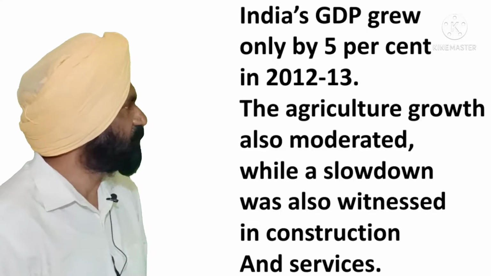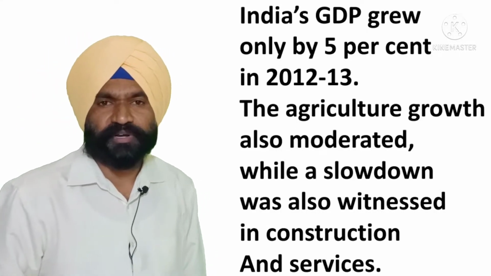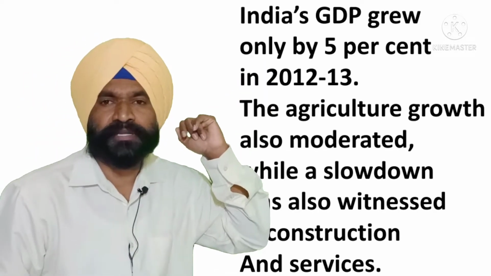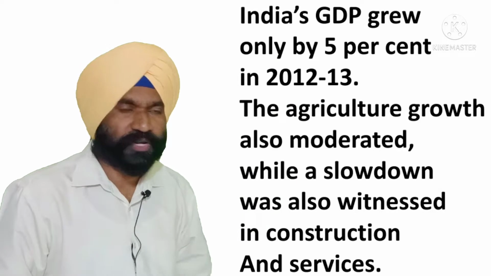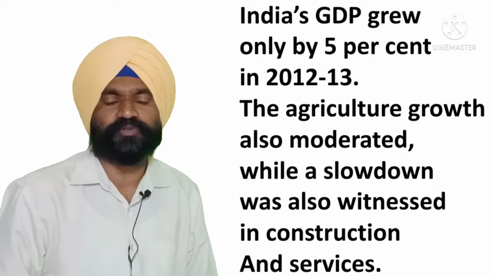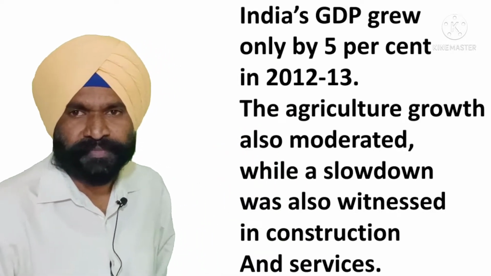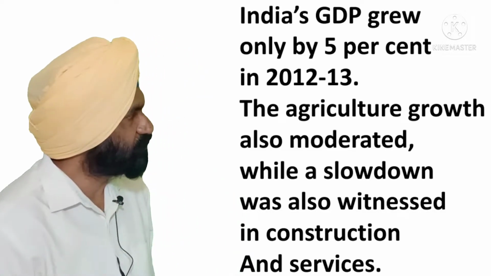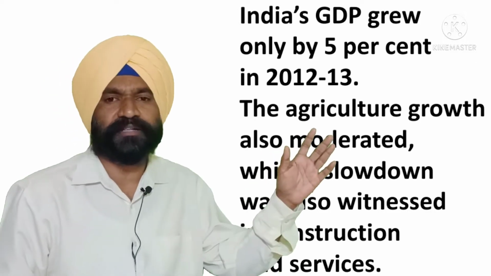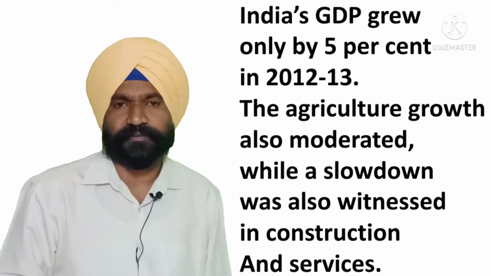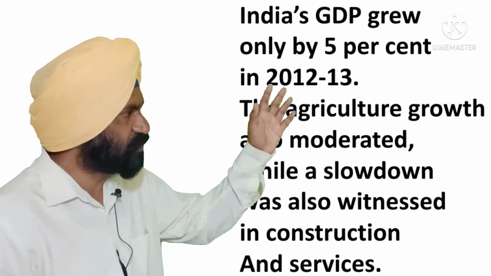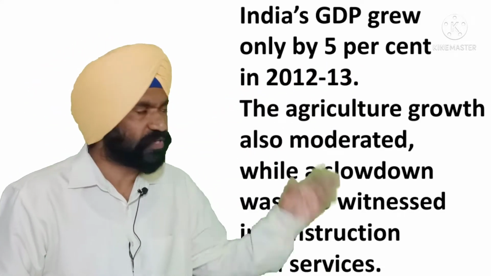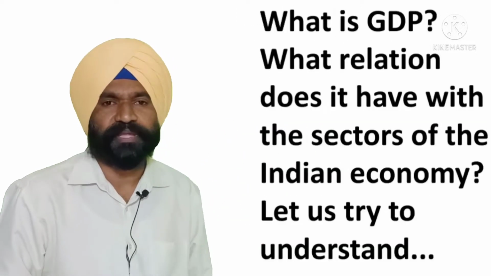Very important chapter for 10th class students, production and employment. So the lesson begins like this. India's GDP grew only by 5% in the year 2012-2013. The agriculture growth was also moderated, while a slowdown was witnessed in construction sector and also in the service sector. So this was the statement given in the year 2012-13 in a newspaper about the slowdown of GDP.